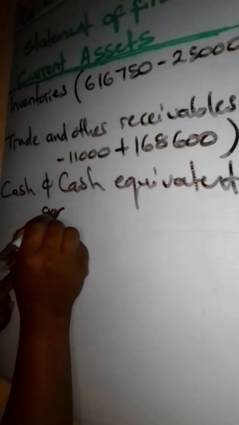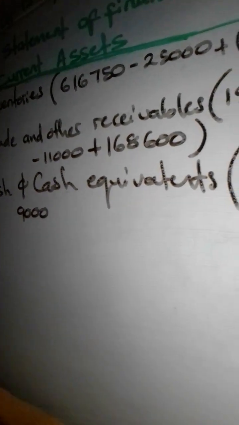Do we have bank? Do we have cash float? Do we have petty cash? From the extract, we have bank 75,000. What else do we have? We've got cash float 9,000. We're going to say plus the 9,000 for the cash float. What else do we have?